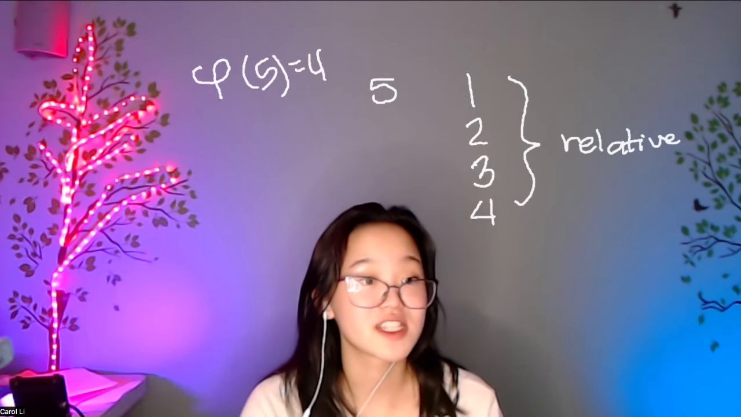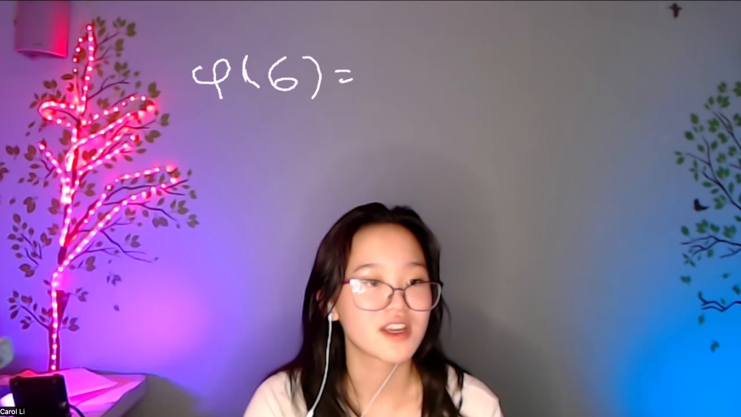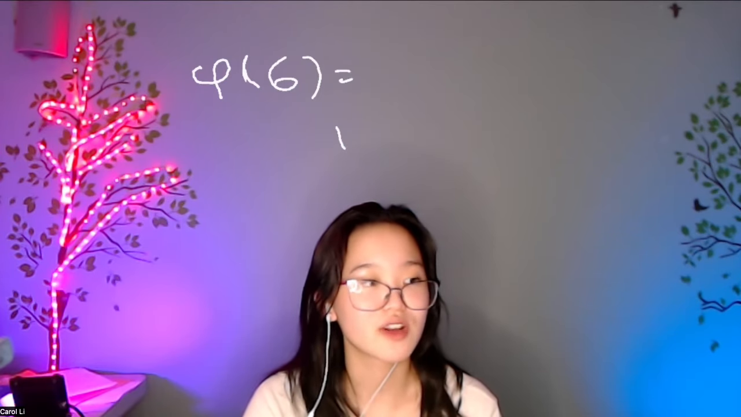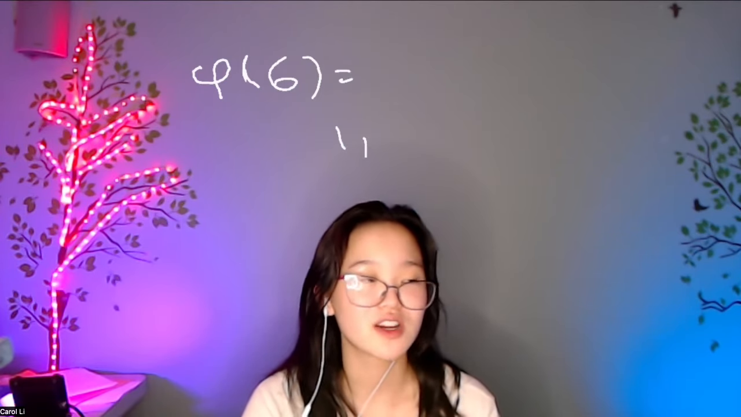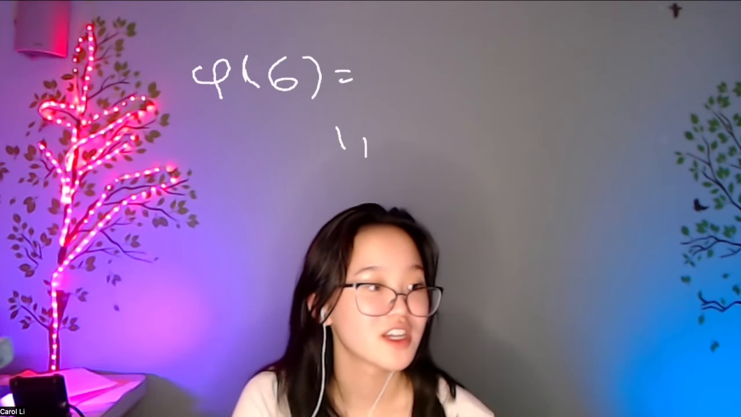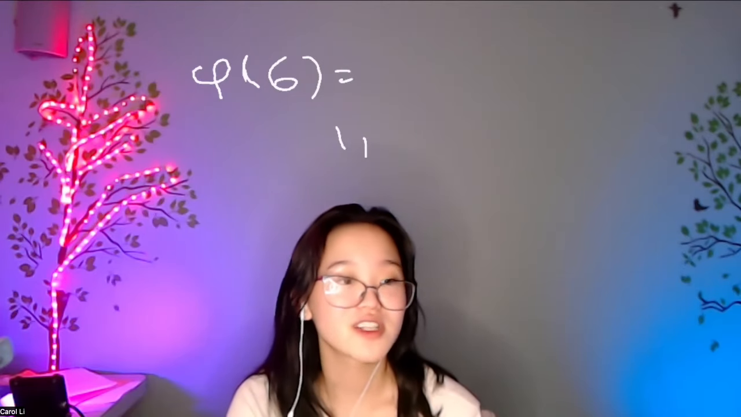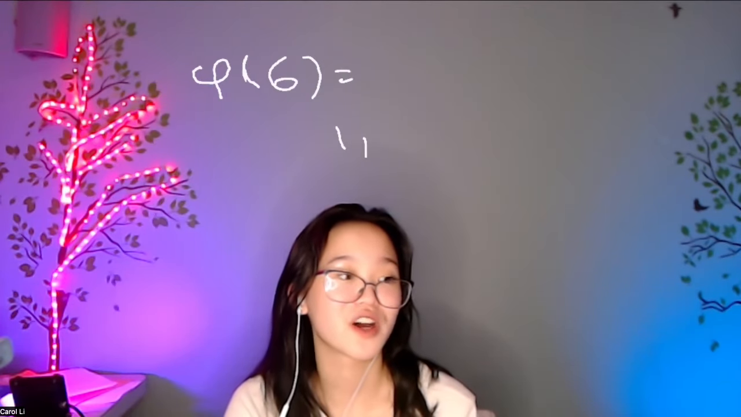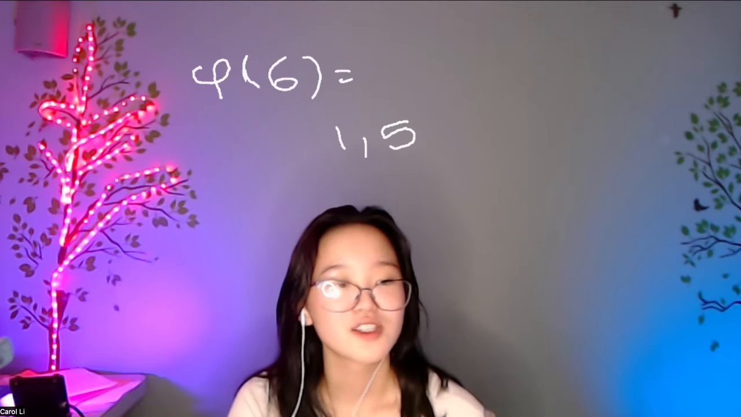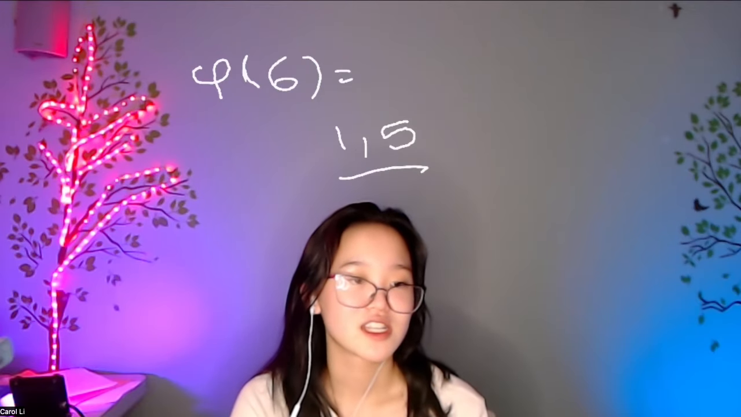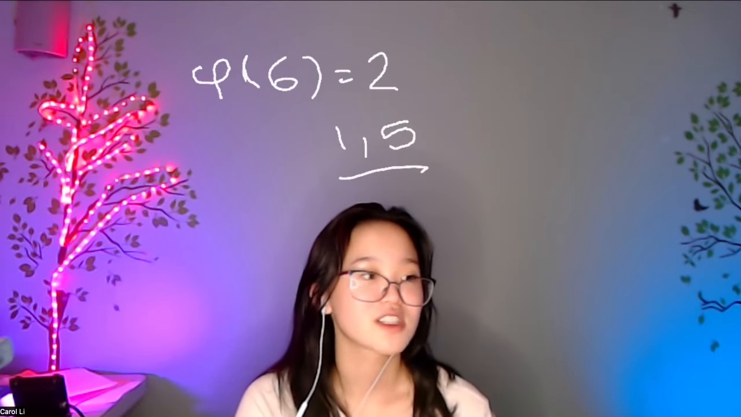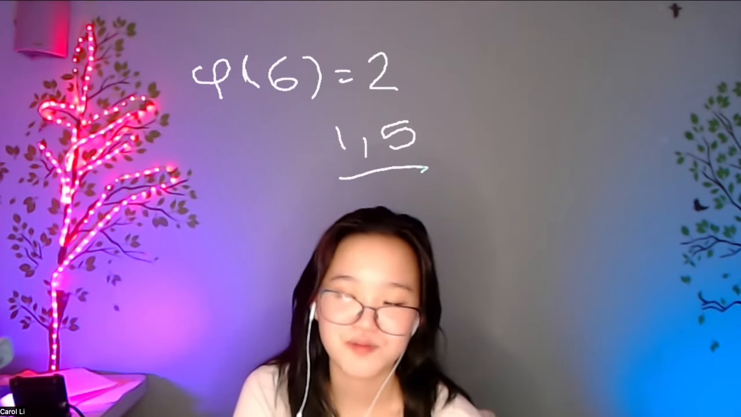Let's do it with 6. Is 1 relatively prime? Yes, the greatest common divisor of 1 and 6 is 1. 2 and 6 is 2, so it's not 1. 3 and 6 is also not 1. 4 and 6 is not 1. 5 and 6 is 1, and 6 and 6 is not 1. So 1 and 5 give you 2 integers. So phi of 6 would be 2.